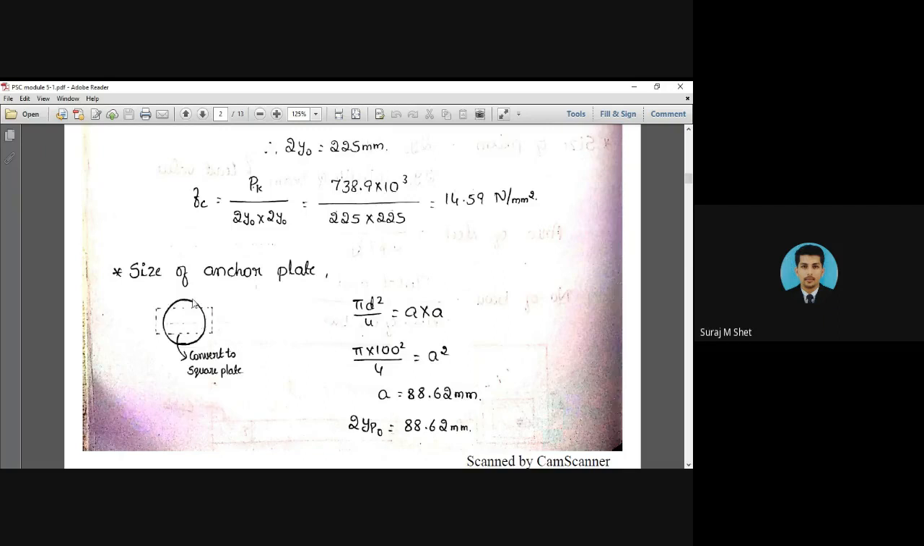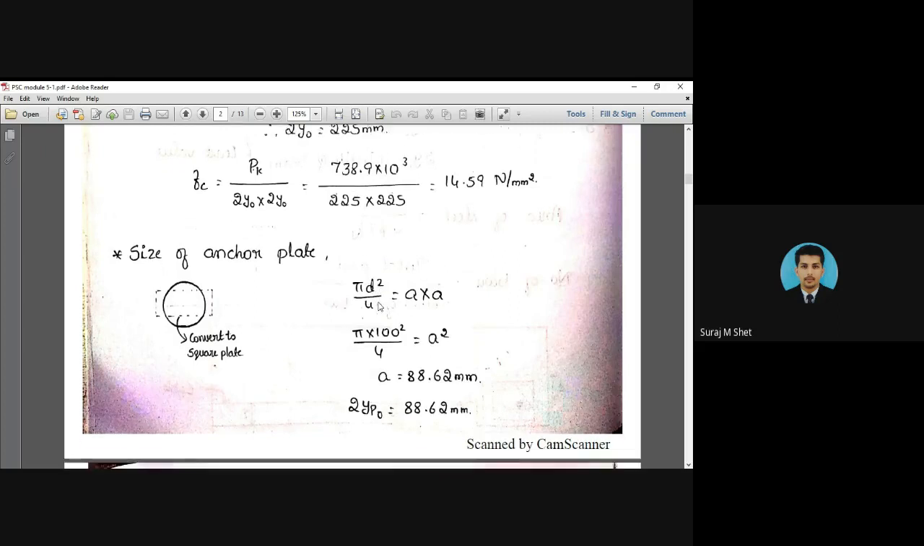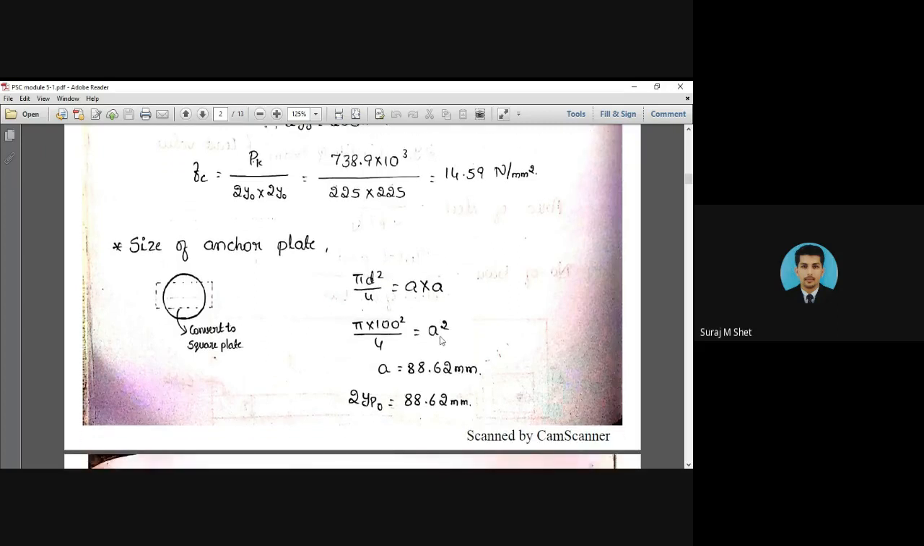So the rectangular size, I'll give the dimension as a into a. Side will be a and width will be a. If it is a square, then what is the area of the square? Area of the square is nothing but a square, a into a. And you already know the circular area pi by 4 d square. So substitute the value of diameter and calculate the unknown value of a, meaning side. After substituting, I got the a value is equal to 88.62. That a value is nothing but your size of the anchor plate.